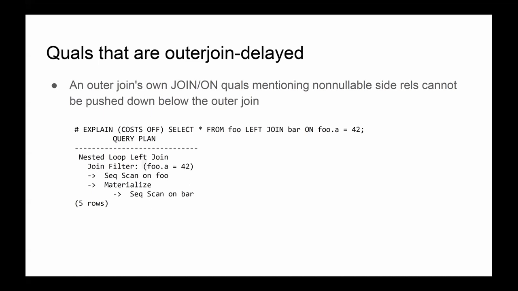For the first case, let's look at this query. The query is select star from foo left join bar on foo.a equals 42. So it's a left join, right? And it has a join clause, foo.a equals 42. The join clause mentions the non-nullable side rel, which is foo. If we push this clause down below the outer join, then it will become a filter on foo, and it will remove all the rows where a is not equal to 42 before the join. As a result, we might lose some null-extended rows that should have been in the final result set. So we can conclude that an outer join's own join-on clauses mentioning non-nullable side rels cannot be pushed down below the outer join.